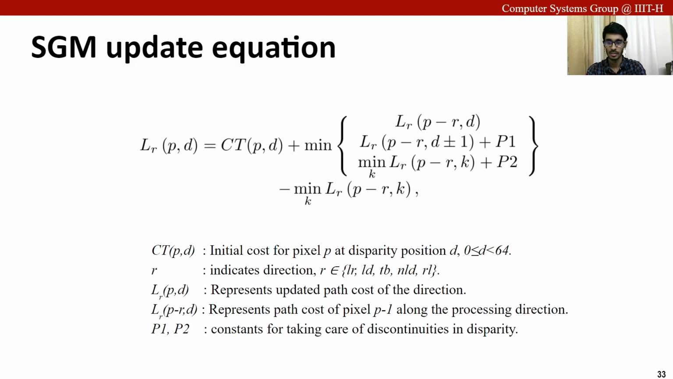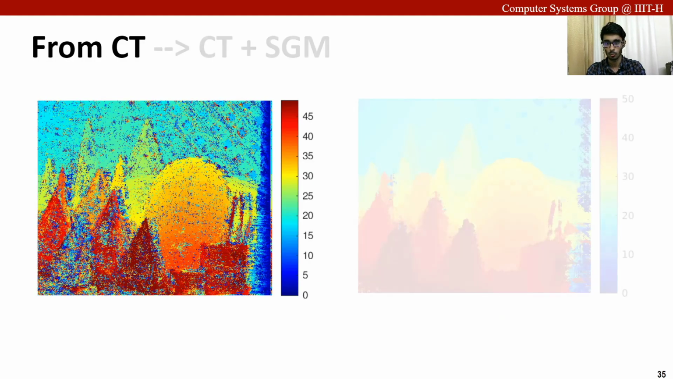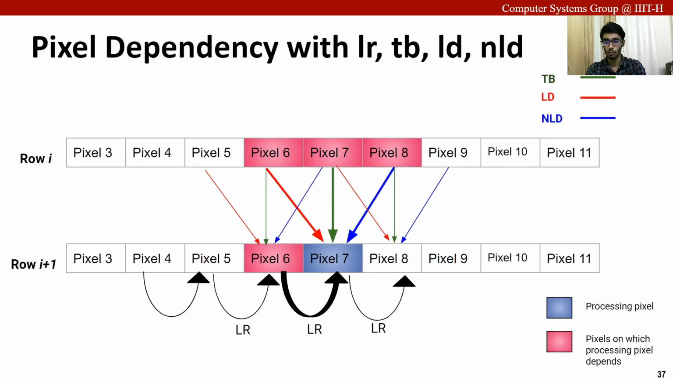This equation basically depends on CT, the initial cost vector, and LR P minus R vector, which represents the path cost vector of pixel P minus 1 along the processing direction. So when we apply the SGM, we get an improved output. Hence, we have moved from this output to a much improved output. So next, before we move on to the hardware implementation, we look at the pixel dependencies.